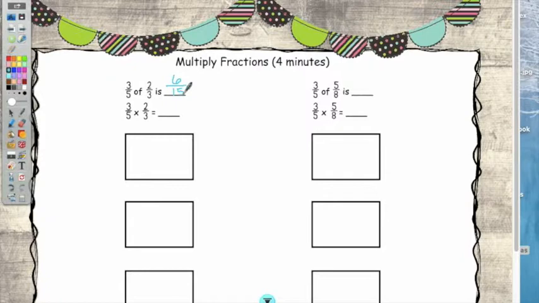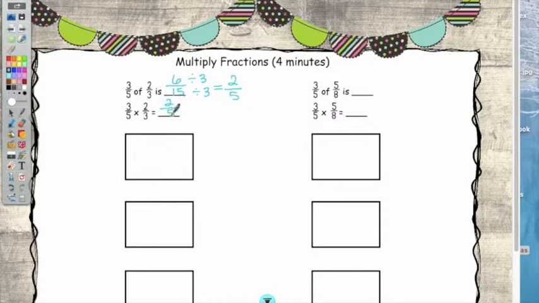Try and do it quietly to yourself and see if you can figure out what to divide it by. You can't use 2. George A., what do you think? 3. Divide it by 3. So 6 divided by 3? 2. 15 divided by 3 is 5. So I'm going to put 2 fifths down here.